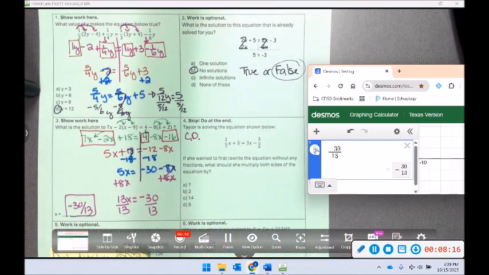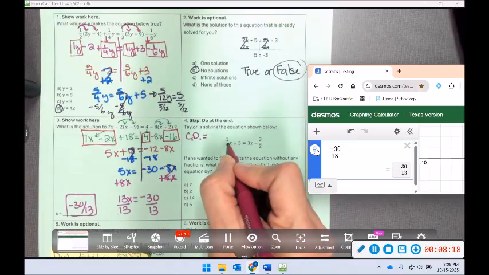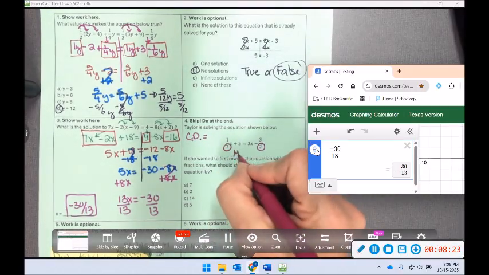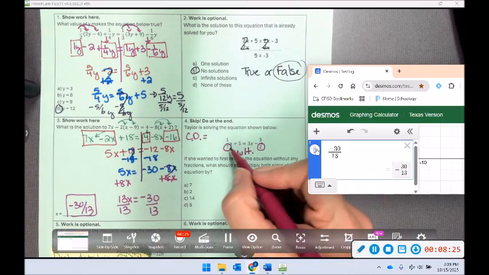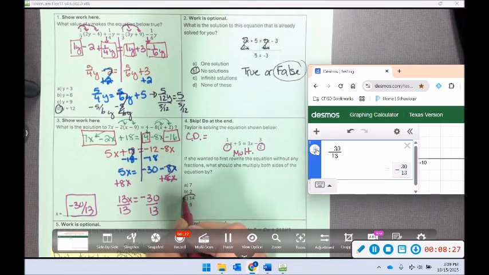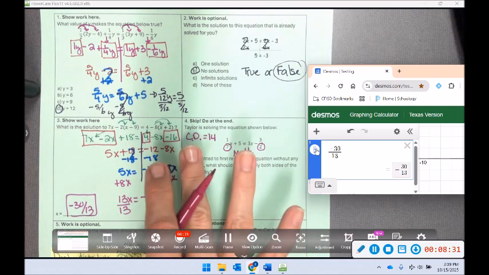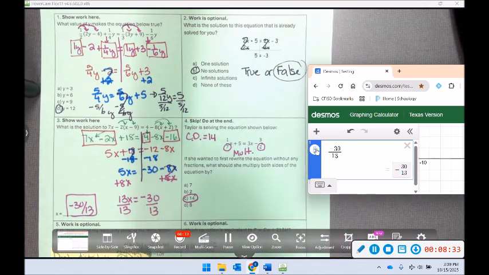To find the common denominator, you're going to circle both your denominators, and all you have to do is multiply them. So what is 7 times 2? So your common denominator is 14. If you wanted to, you could multiply everything by 14 and the fractions would poof disappear.